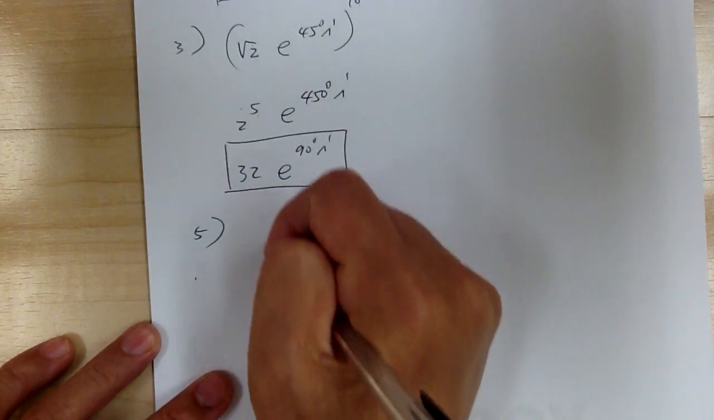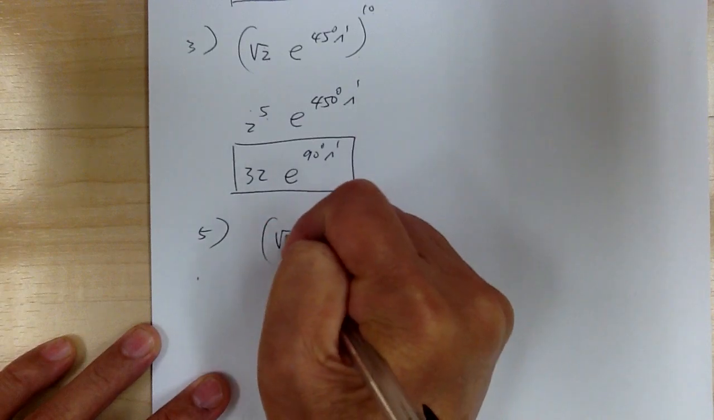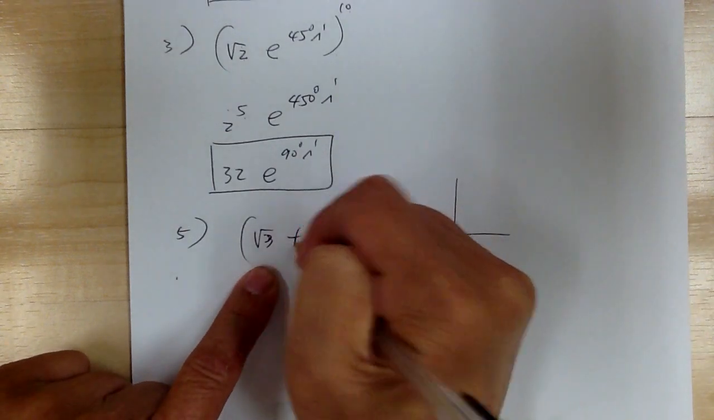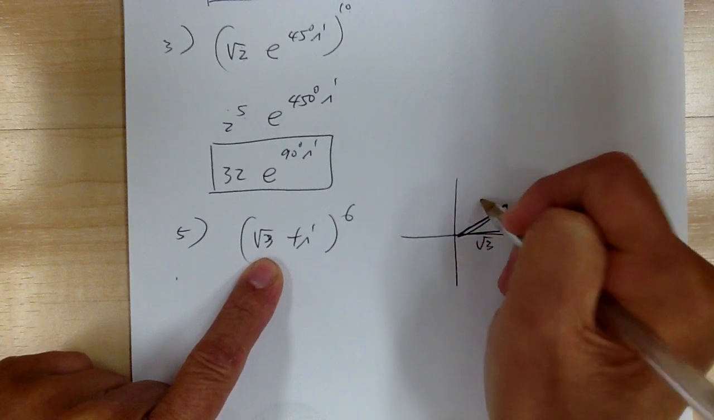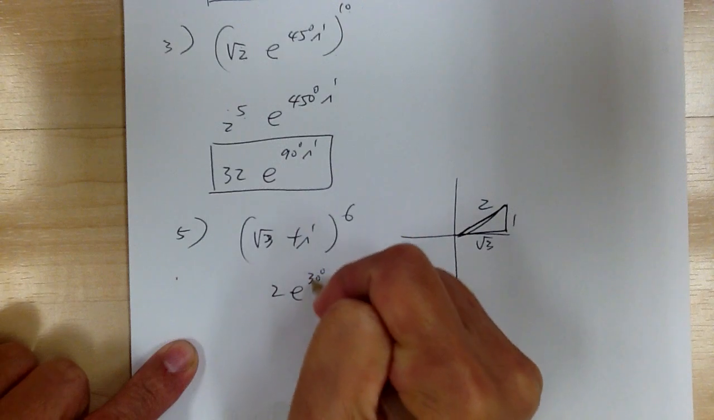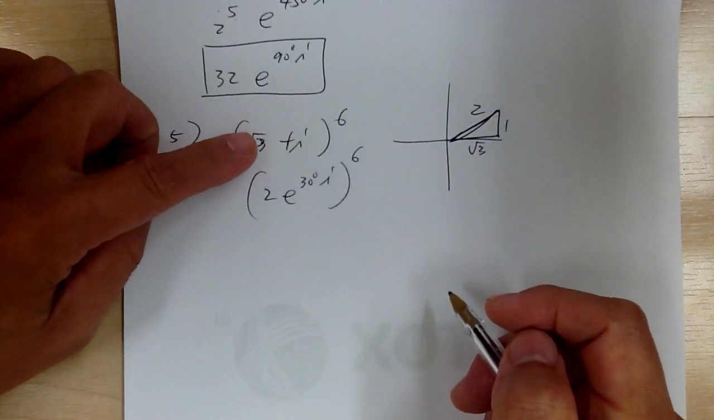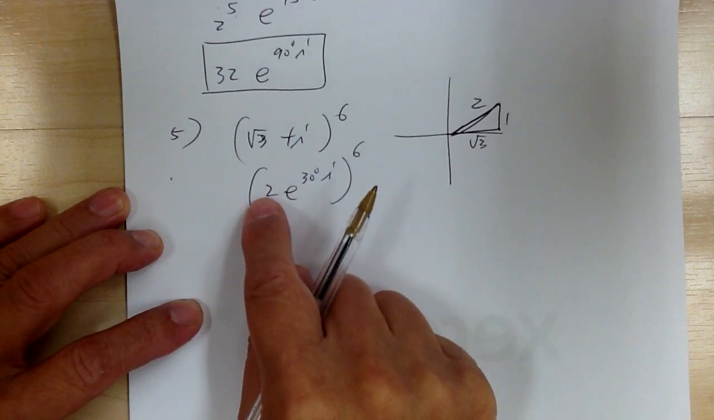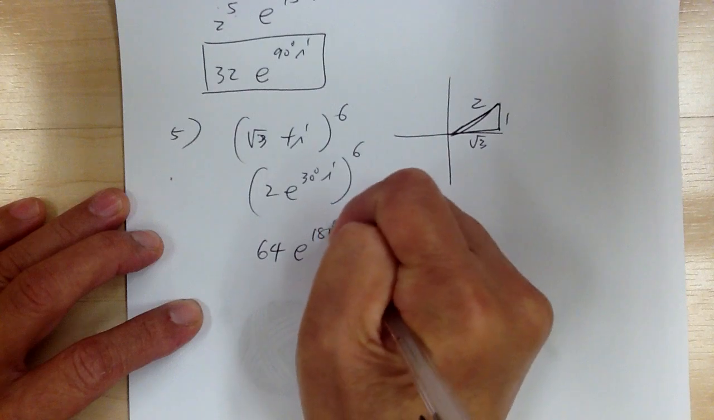Number 5, you have (square root of 3 plus i)^6. What you need to do is convert into polar form first. So you have square root of 3 and 1, so the radius will be 2, and the angle will be 30 degrees. So there'll be (2e^(30° i))^6. So you can convert the rectangular form to polar form. Now you can use De Moivre's theorem to work it out. 2 to the 6th power is 64, and this one you multiply, you get 180 degree i.